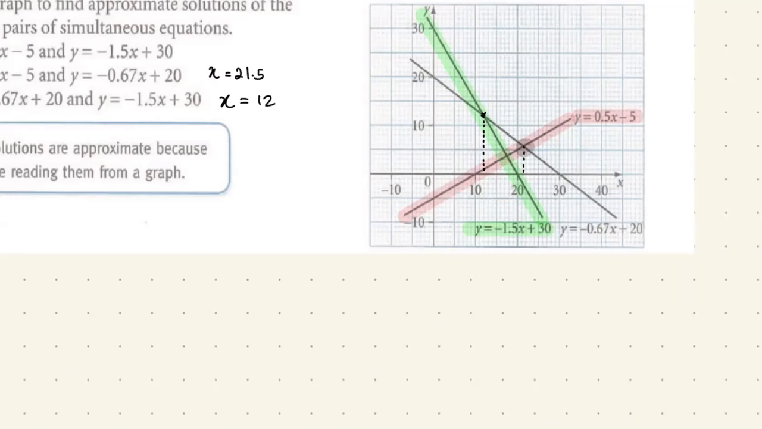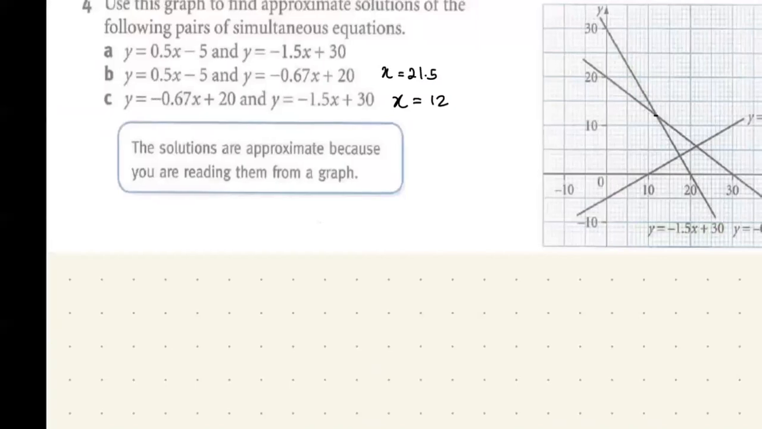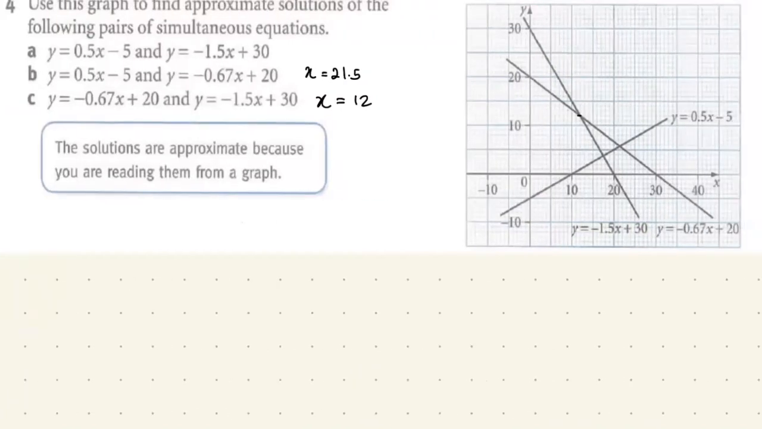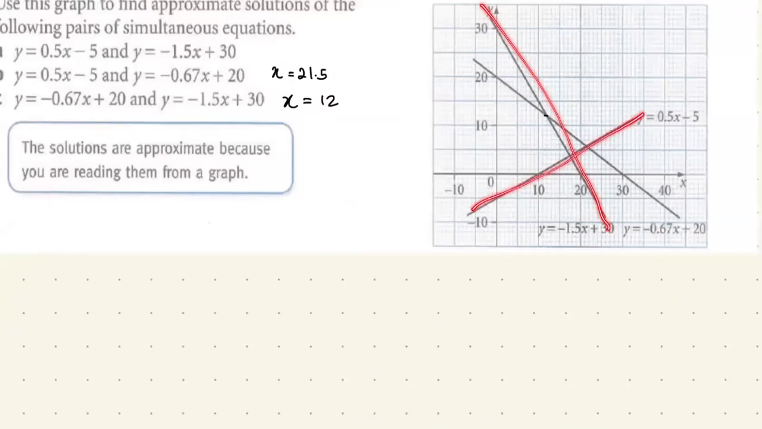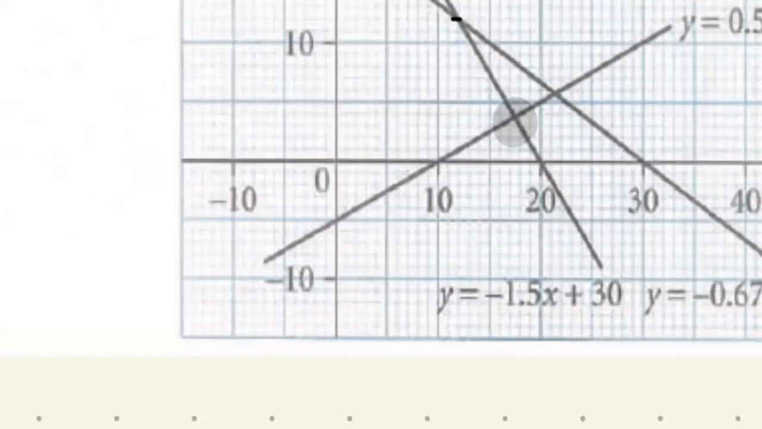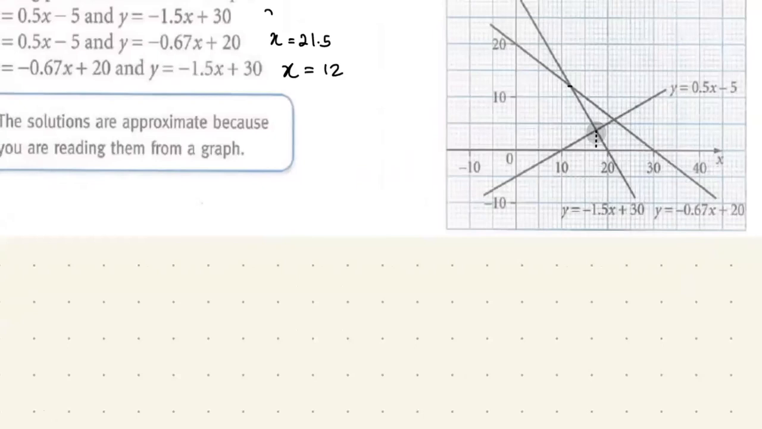This one, the first one is 30 and 5. Correct? 30 and 5. Oh, 30 and 5. Yeah. So the first one, the solution would be 10, 11, 12, 13, 14, 15, 16, 17 and a half. Yeah, like that.